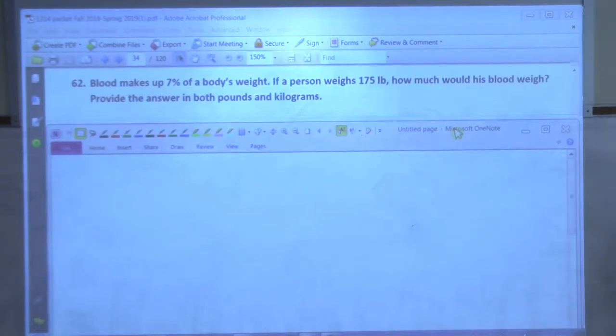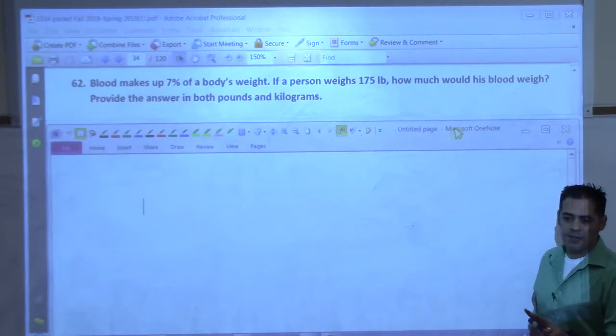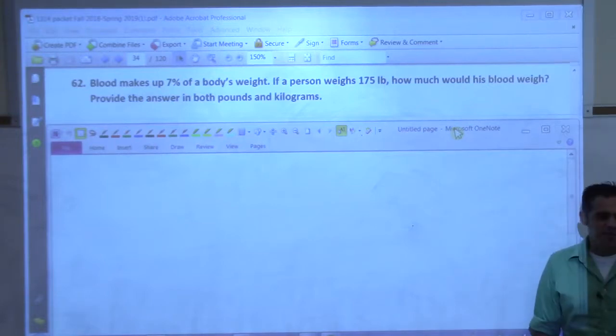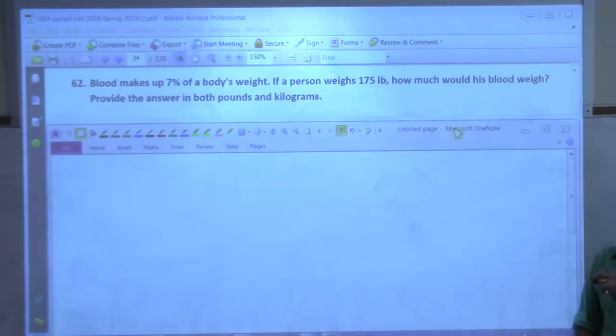All right, blood makes up 7% of a body's weight. If a person weighs 175 pounds, how much would his blood weigh? Provide the answer in both pounds and kilograms. Okay. So this problem is actually two different ideas. First concept is the concept of a percentage of something, like we've talked about what percents mean. So the first part is a percent problem, and then the second part is a conversion problem.